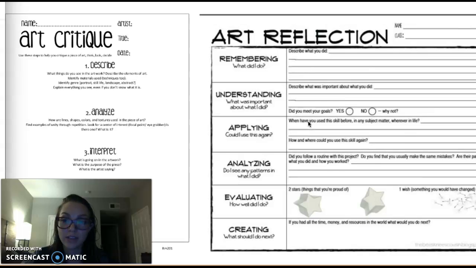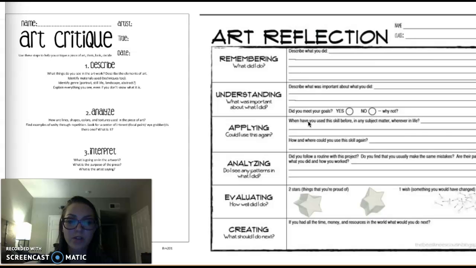So what did I do? Describe what you did. This could be a step-by-step. This is the part of the assignment that I want them to truly look at their strengths and weaknesses personally. Understanding what was important about what I did. Applying: what could I use or do again. And analyzing: do I see any patterns in what I did? And then at the bottom is the evaluating and creating. What should I do next and how well did I do?